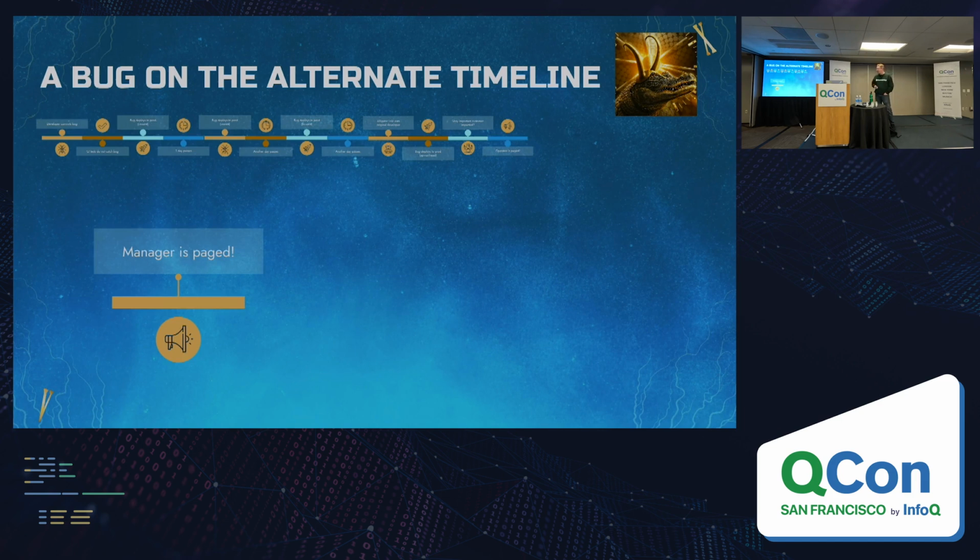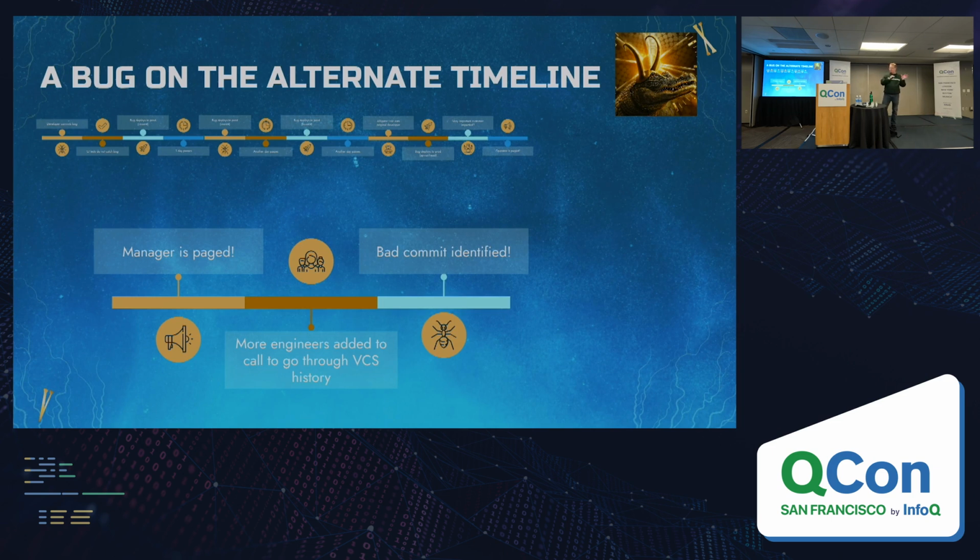The manager gets paged because the operator doesn't immediately know what's going on. Maybe some more engineers get added to a call to try to address the situation. They start going through the version control history to figure out where this bug might have come in. They identify the bad commit. So now they know where the bug came in, but this has been days, right?